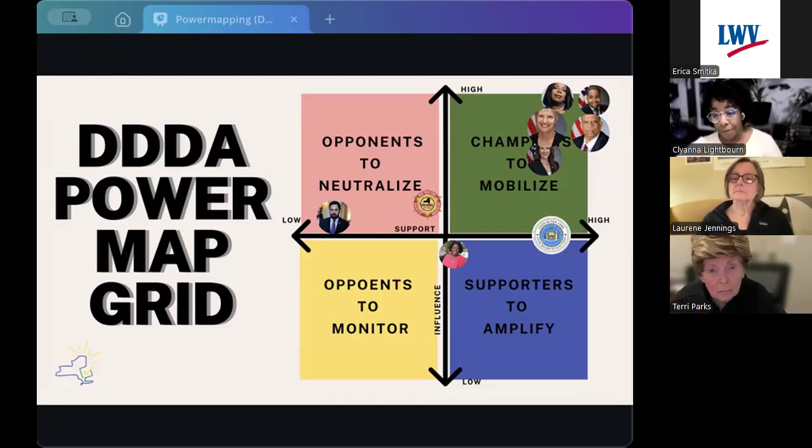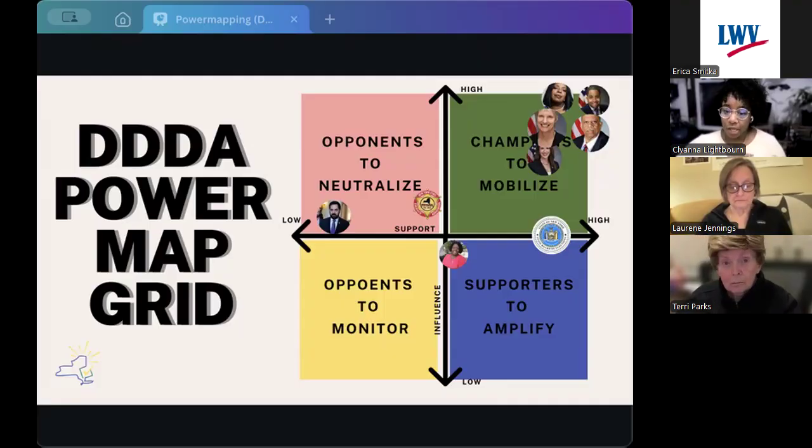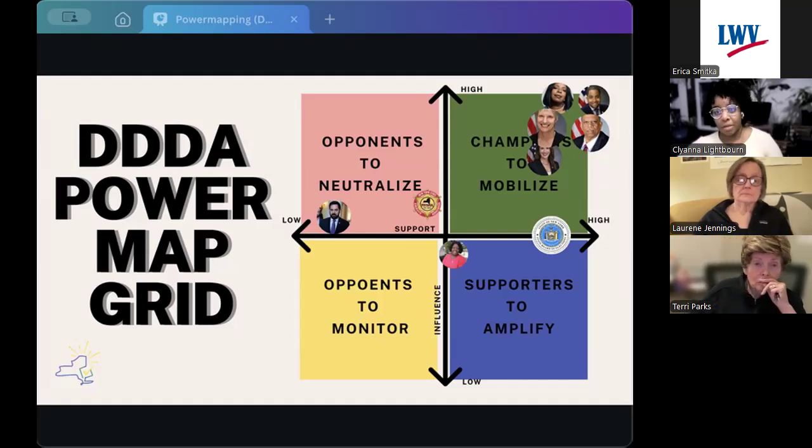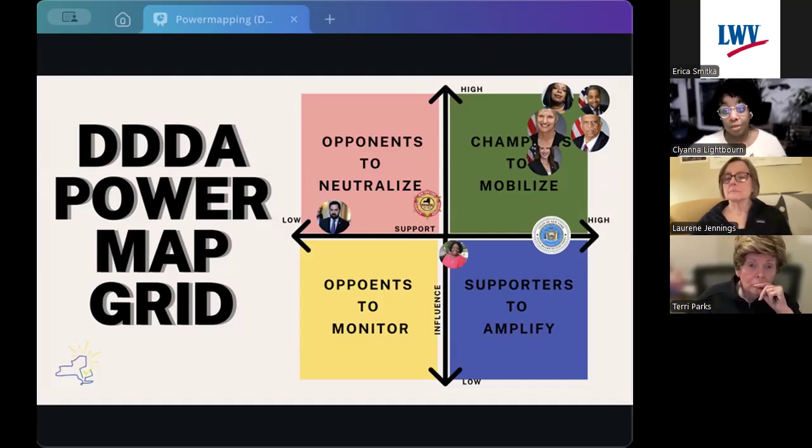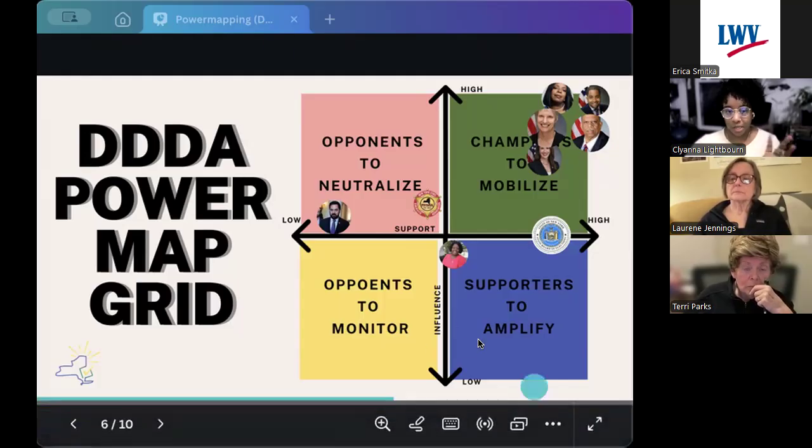Local leagues and advocates are not put on here because otherwise it'd be all over the place. But I wanted to give you something a little cleaner to look at. Local leagues and advocates have lower institutional power, but they have strong social power. So making district visits, making calls, writing op-eds, writing memos of support, and the like are things that can greatly influence legislators, even if they're in a low influence corner, like here, the supporters to amplify.